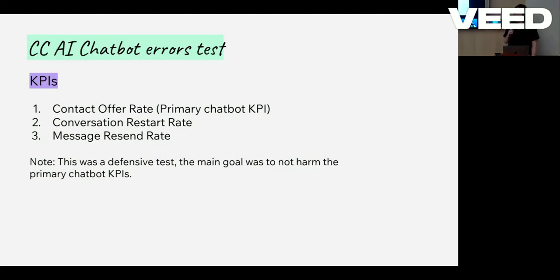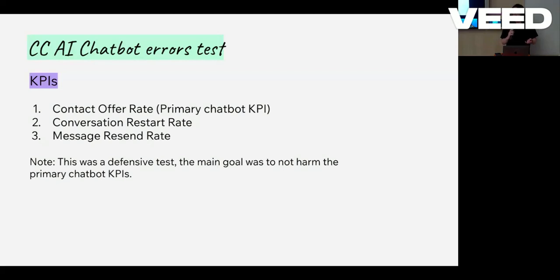And I said yes. Can I just ask, so contact offer rate is, you want the lowest number of like... So Ruti asked if you want the lowest contact offer rate. That depends. If users have a question and they want to talk to an expert, we want to give them that option.